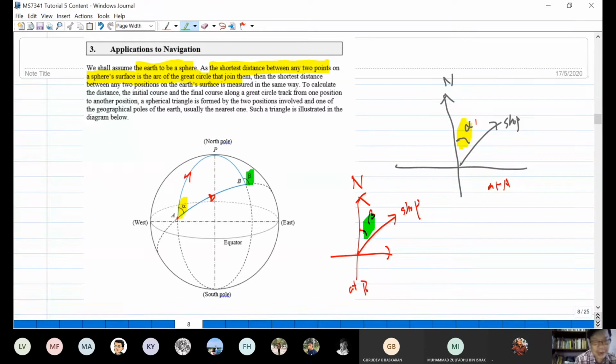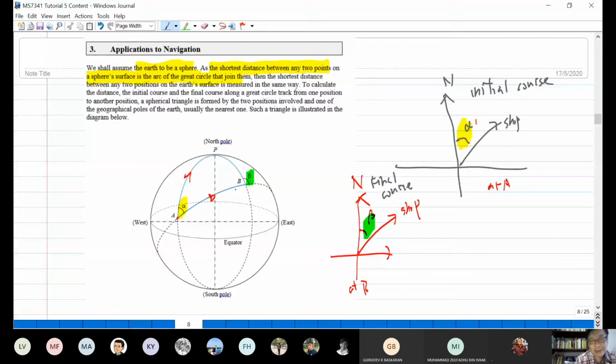We have a name for this. Alpha is called the initial course of the ship, so basically the initial direction of the ship. And beta is called the final course of the ship. So this is how the initial course and final course of the ship are defined. And the distance between A and B, because this is a distance measured in degrees now, then you'll find the distance between A and B. So this is a rough picture of how this alpha and beta come from.